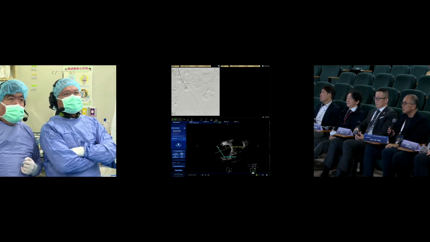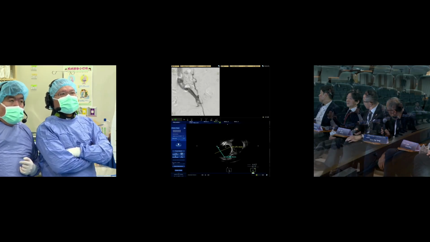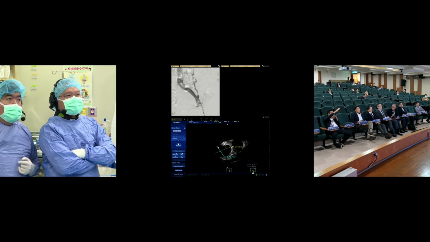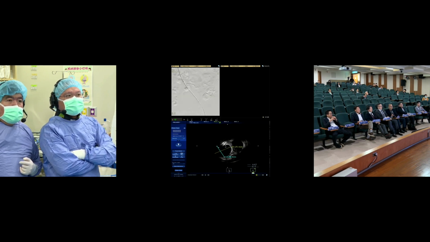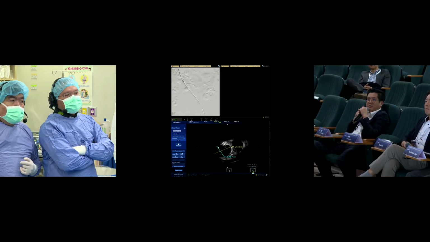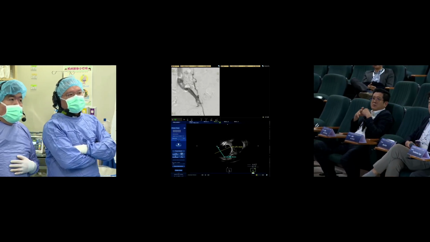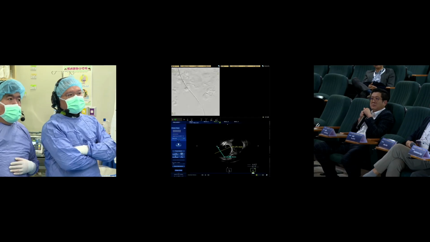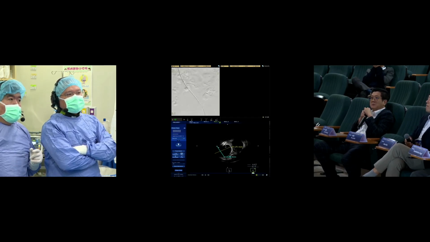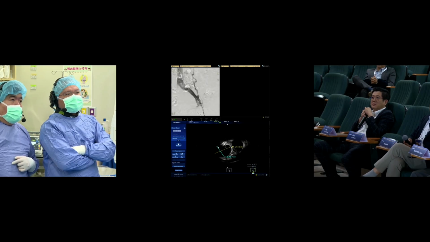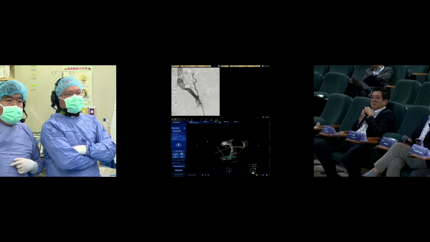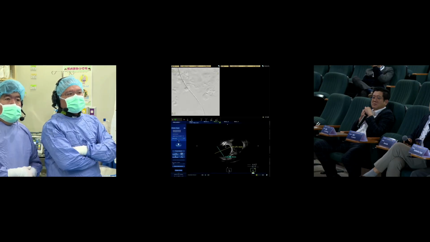Hello, Dr. Chang. If no IVUS is available, can you check the pressure gradient between the IVC and the common femoral vein? If there is no IVUS, this is the only thing we can do. But because this is the venous system, the pressure gradient might not be so obvious. So that's why we need IVUS, I think.